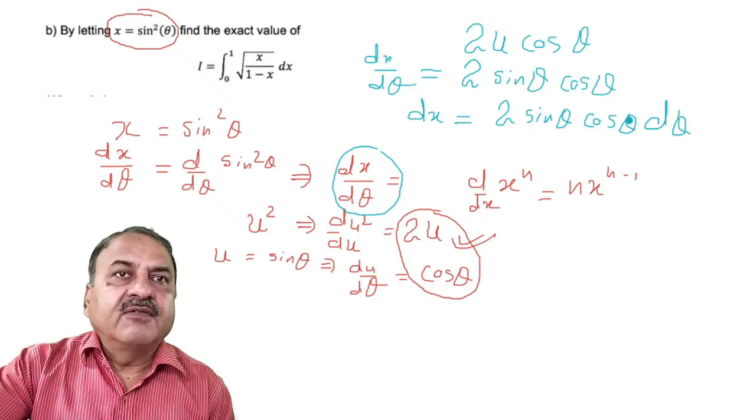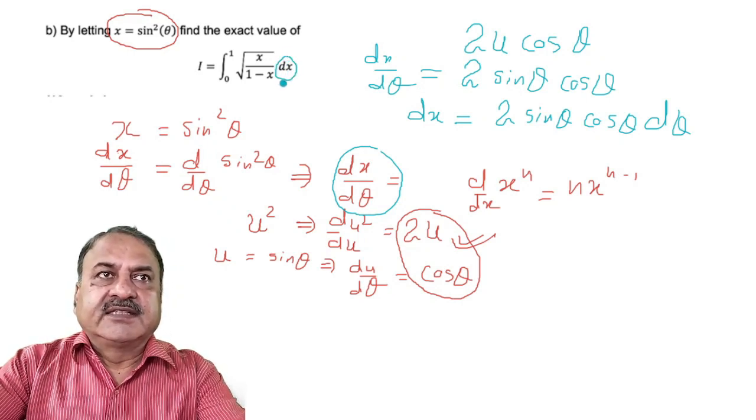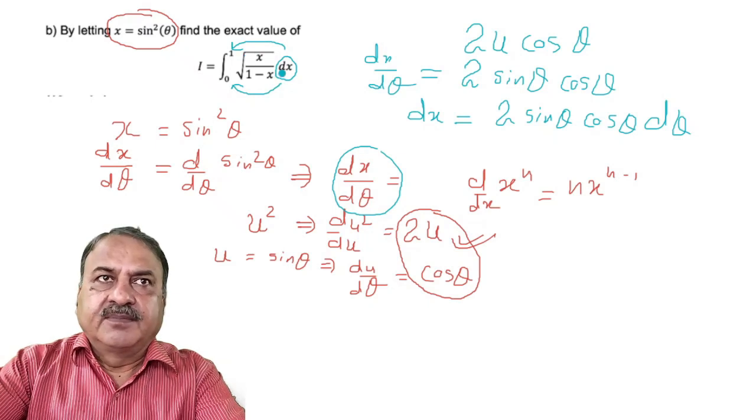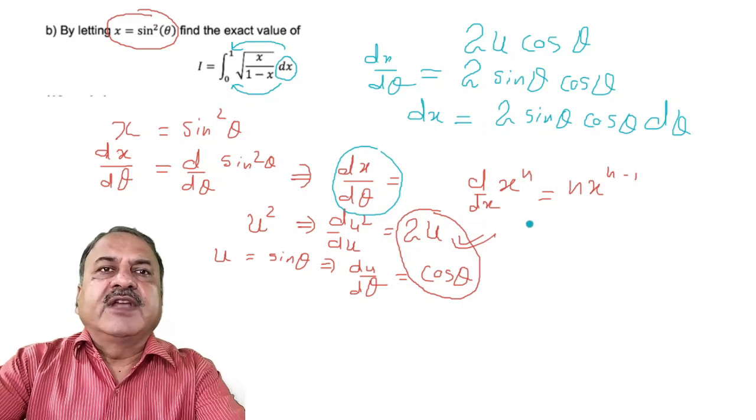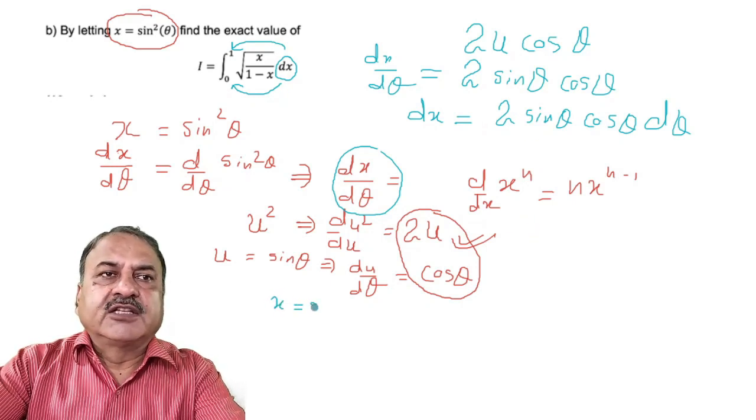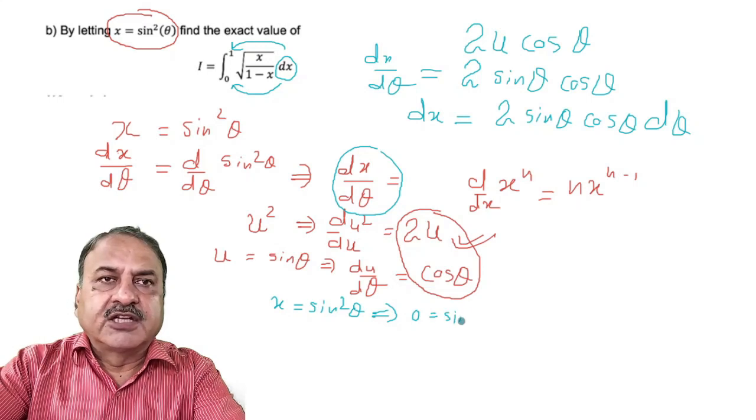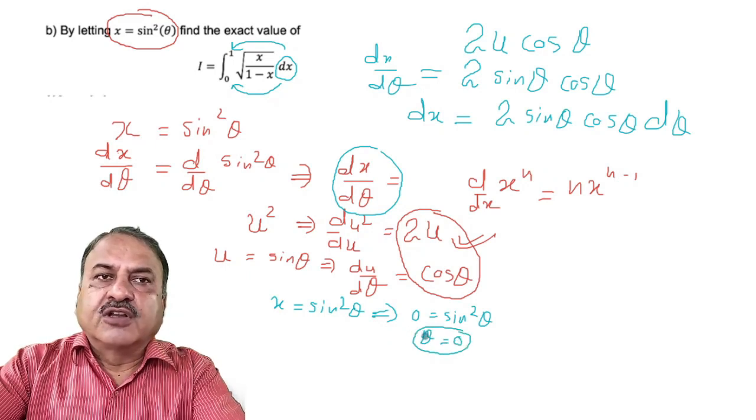Now we have to consider the limits. This is dx, its lower limit is 0. The lower limit of x is 0 and the upper limit is 1. We assumed x equal to sine square theta. So let us consider the lower limit: 0 equal to sine square theta. And we know that sine 0 is 0, so theta equal to 0. This is the lower limit for theta.